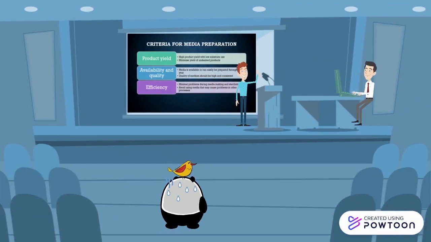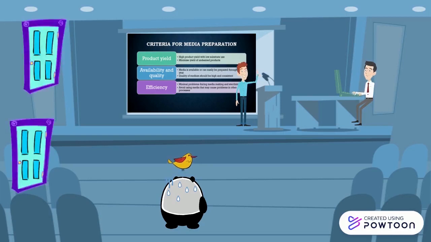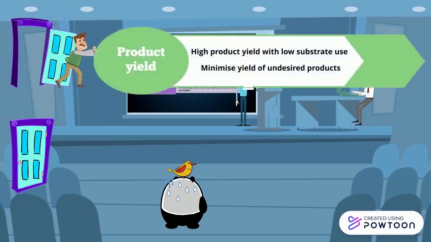There are various criteria to be considered when preparing a medium. I have listed these criteria into three major categories, as seen on the slideshow. The first major criterion is product yield. Obviously, the main point of these industrial microbes is to yield product. A proficient medium should minimize the use of substrate while also maximizing the products being produced.